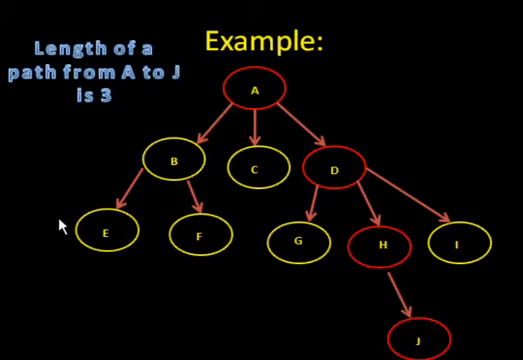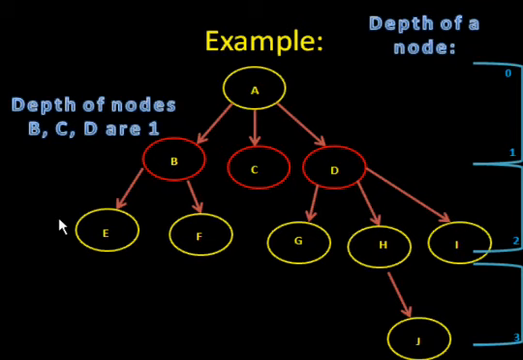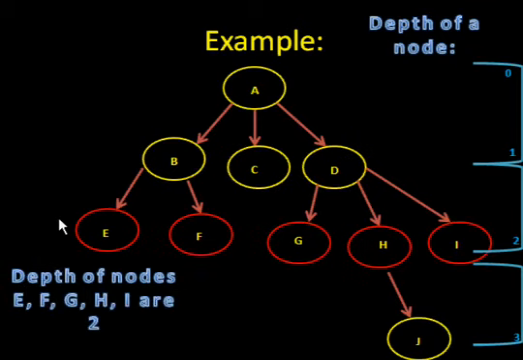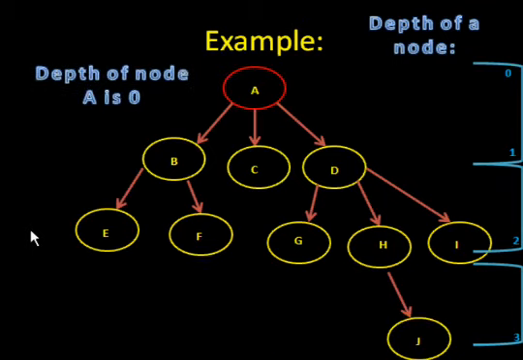The depth of each node corresponds to this picture I have here. B, C, and D would all have a depth of 1. E, F, G, H, and I would have a depth of 2. And J would have a depth of 3. And A would also have a depth of 0.